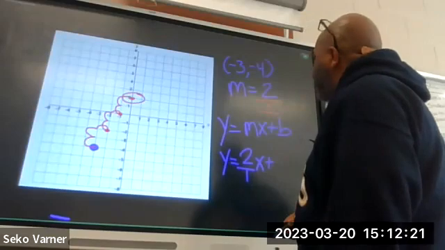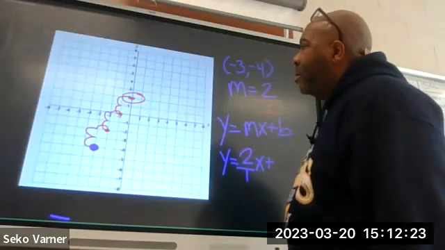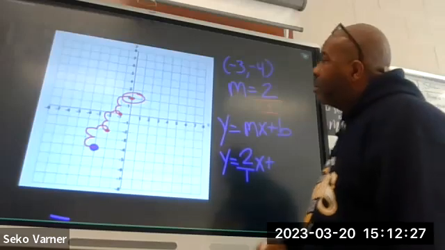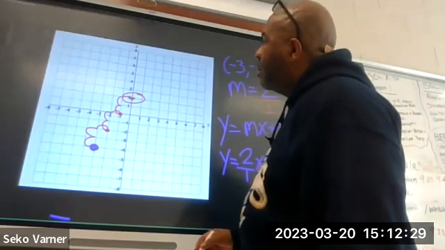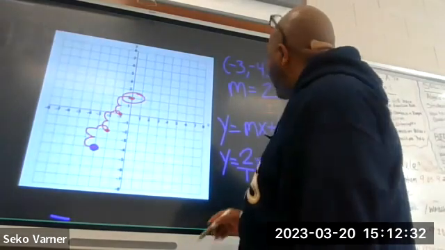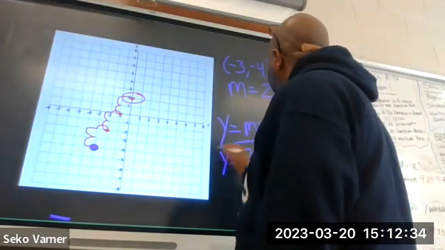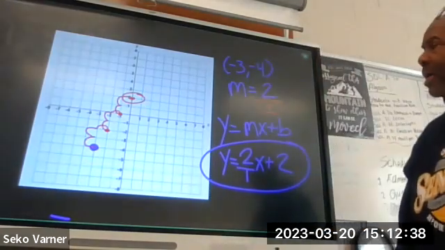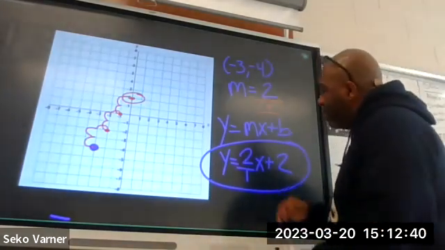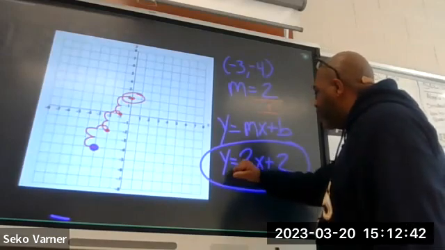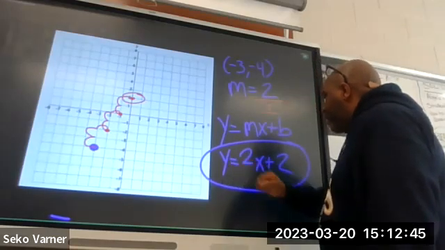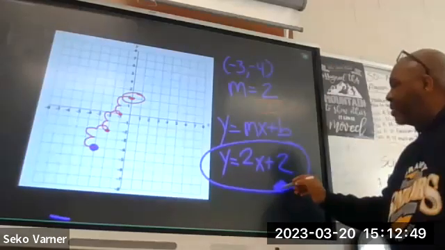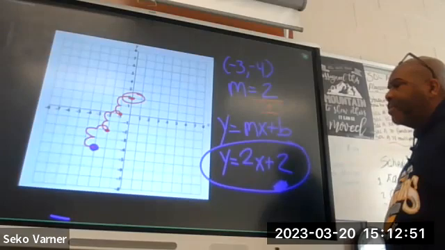And what's my y-intercept? It's not 3, sorry, it looks like a 3 and a 4. It's 2. Here's my answer. Now, do I need to have the 1 under here? No. So I can present it as just y equals 2x plus 2.